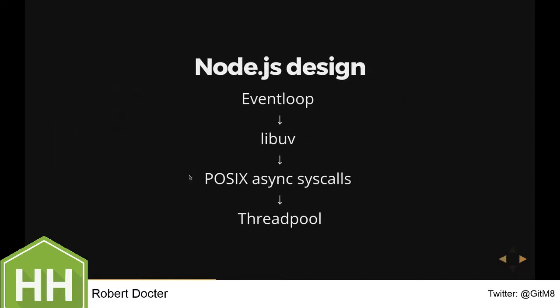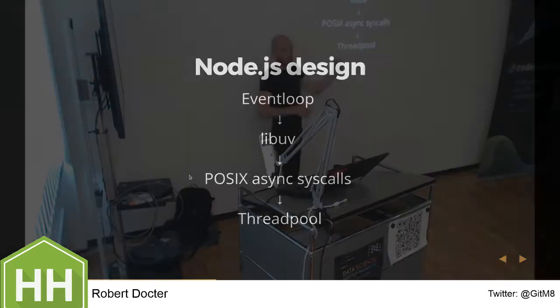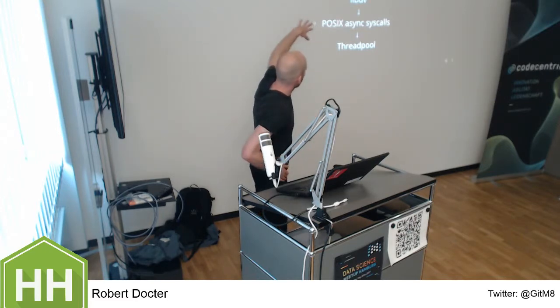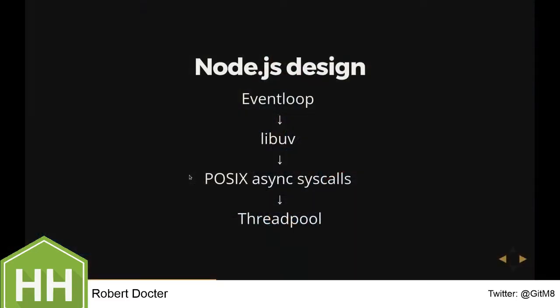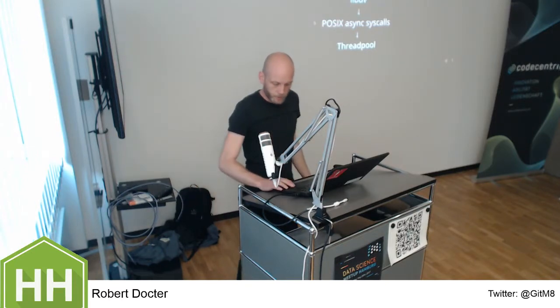So that's a very basic diagram of how this works. We have this event loop at the top level, which you can access and which gives you certain events. It is implemented on top of libuv, which then uses POSIX async syscalls to do the actual work. And the actual work is done in a thread pool. So what Node basically does is, you do something IO related or sys related, it goes into the thread pool and just waits for it. And then at one point, whatever you're trying to do is ready and it goes back up and the event loop tells you, hey, something happened.